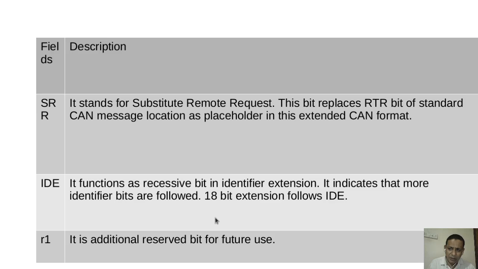So we can see what SRR is. SRR stands for substitute remote request. It replaces the RTR bit of the standard CAN frame message location as a placeholder in the extended CAN format. That is, in the place of the RTR bit of the standard CAN message, it is replaced with SRR in the extended message.